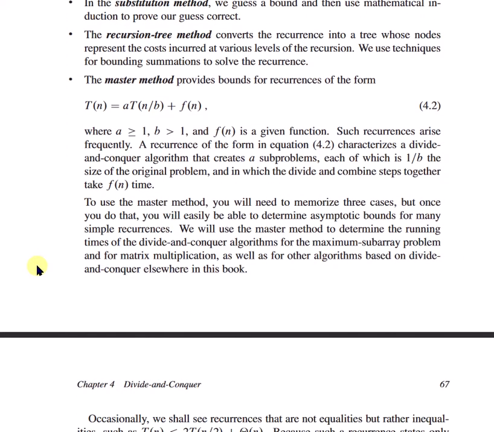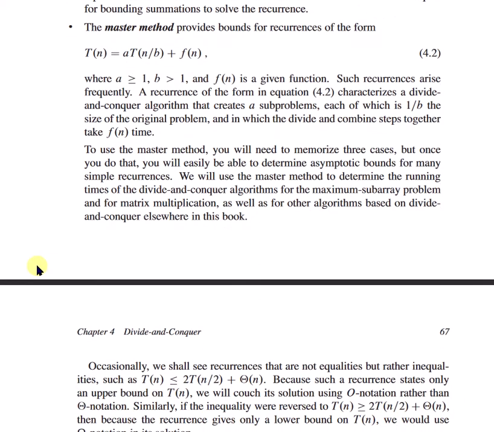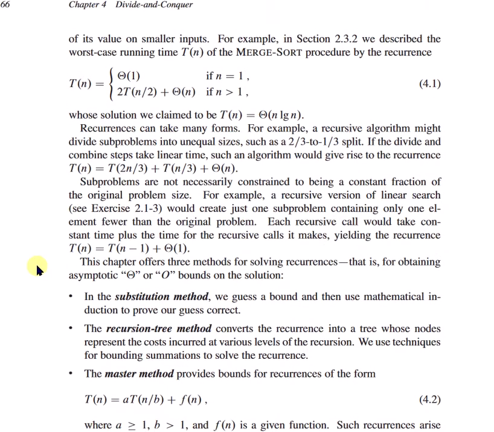To use the master method, you will need to memorize three cases, but once you do, you will easily be able to determine asymptotic bounds for many simple recurrences. We will use the master method to determine the running times of the divide and conquer algorithms for the maximum subarray problem and for matrix multiplication, as well as for other algorithms based on divide and conquer elsewhere in this book.